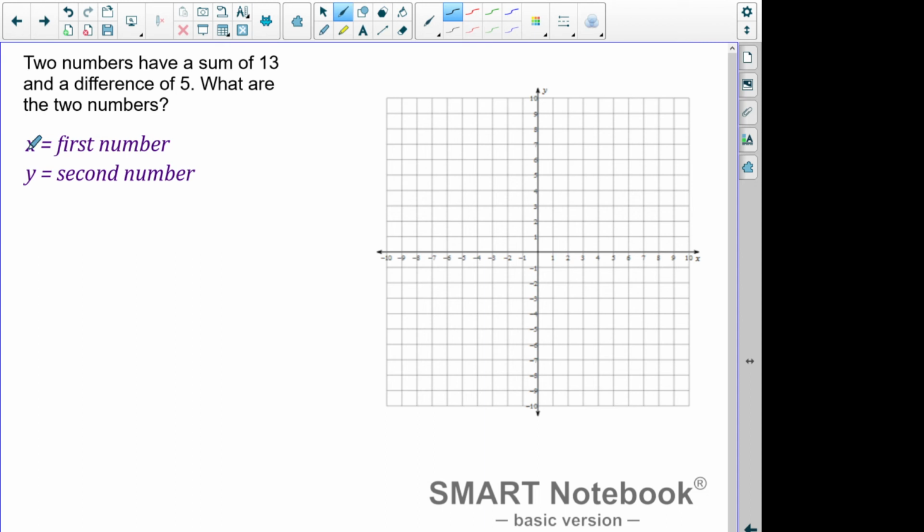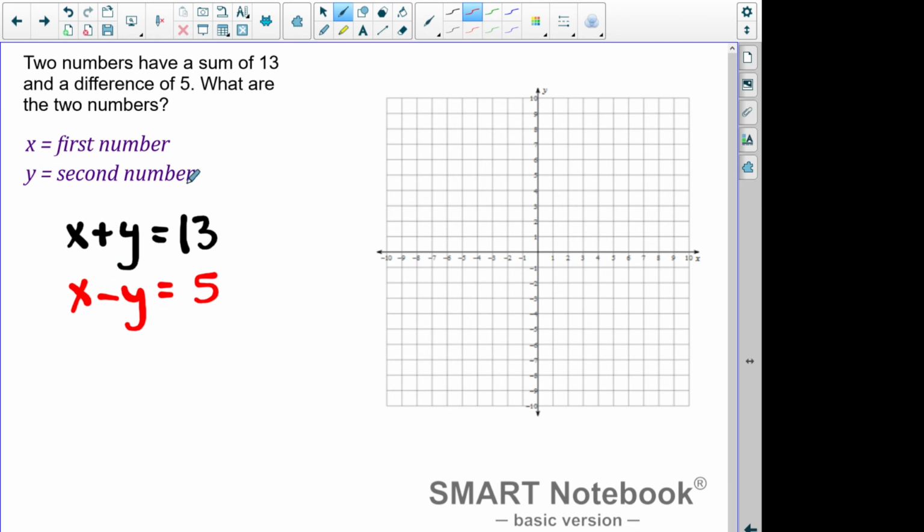I'm going to say my first number is x, and my second number is y, and it says that I have two numbers that have a sum of 13. So sum of 13 means that when I add them together, x plus y, it has to add up to be 13. And that's my first constraint. My second constraint is that the numbers have a difference of 5. That means when I subtract the numbers, I get 5. So there I have a system of equations.